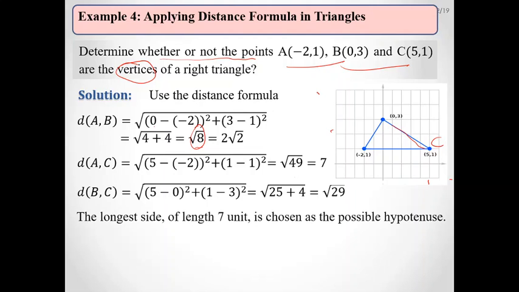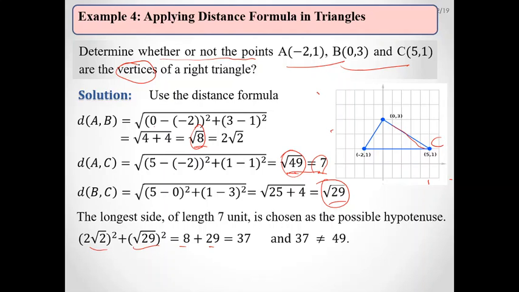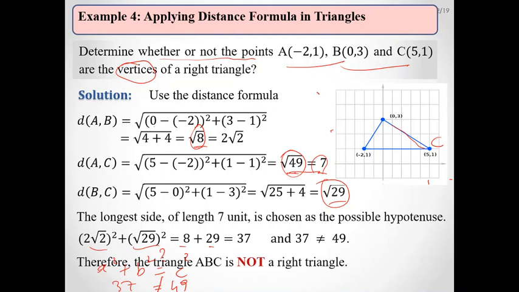So the longest side is 7. We know it's here. So when you compare these, square root 18, square root 49, square root 29, square root 49 is the longest side, and then it's the possible hypotenuse. So we check the square of the shorts, is it equal to 49? No. So it's checking this, a squared plus b squared equal to c squared. Is it? No, we got 37 here, we got 49 here, and this is not true. So these points are not the vertices of a right triangle.